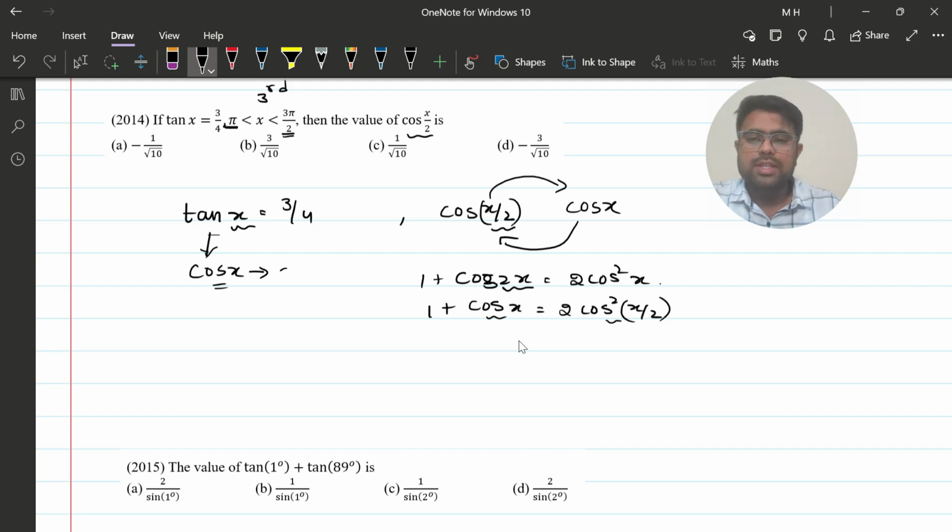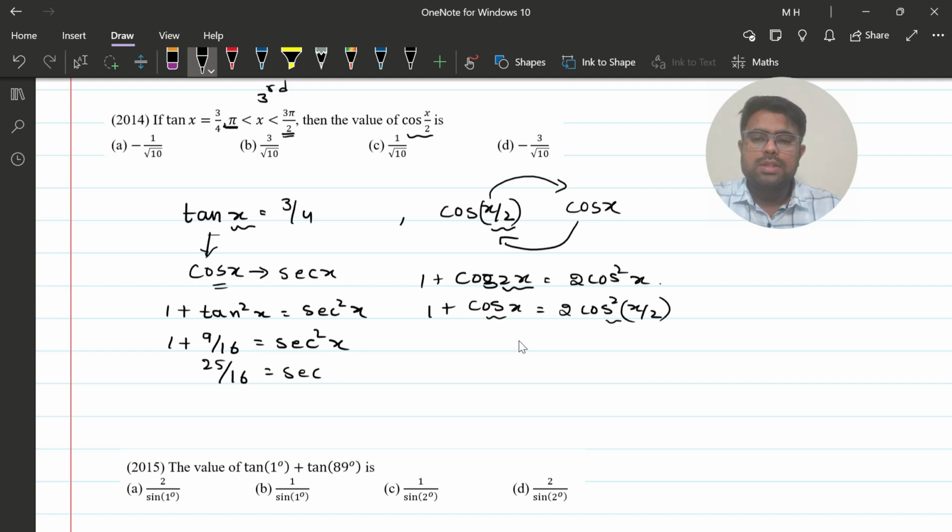To find cos x, first I'll find sec x and then take the reciprocal of it. How will you find sec x in this? I know that 1 plus tan square x is sec square x, right? So what is 1 plus tan square x? Tan is 3 by 4, so tan square is 9 by 16, so sec square x is 16 plus 9, that is 25 by 16.